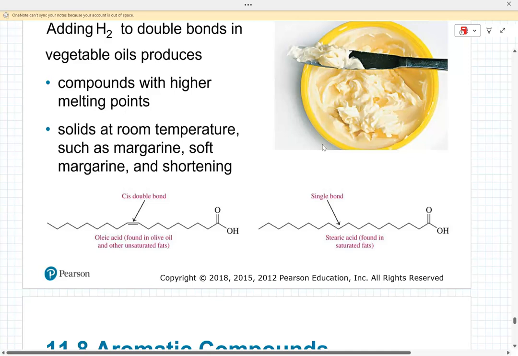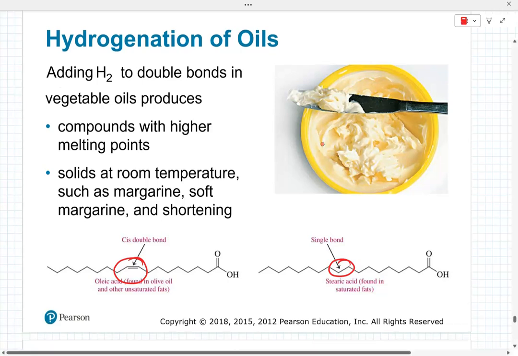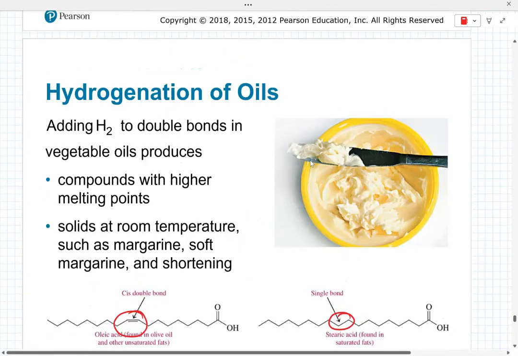So, we're going to talk about fatty acids later as well. So this is oleic acid. It has a double bond, and it is found in large proportion in oils. This is stearic acid at the same spot. It has a single bond. So this one comes, for the most part, from things like literally fat, like animal fat, like pork fat.